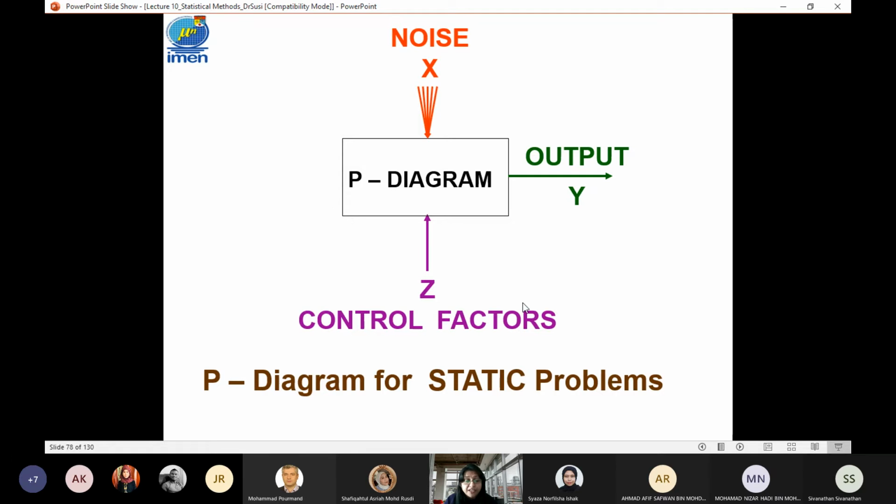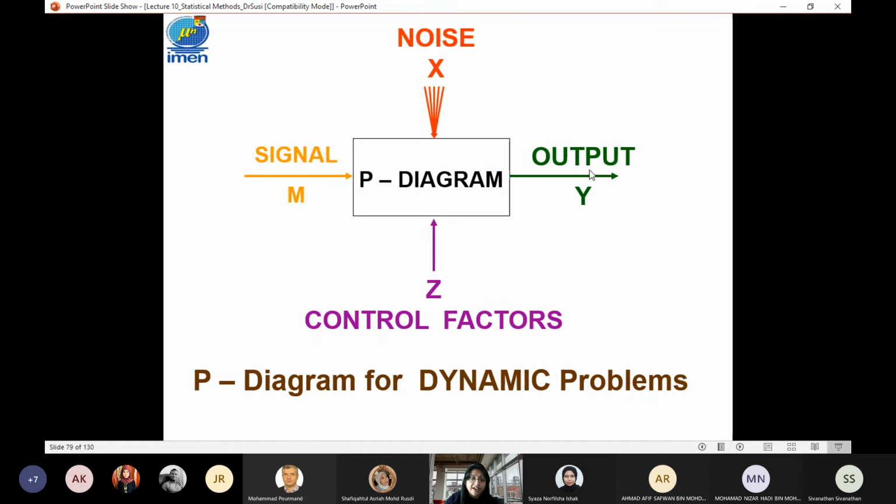Okay, so this is the P diagram for what we call static problems. In static problems, you have control factors, your input parameters, and then you have noise factors. You have temperature, humidity, and so forth. And then you look at the output. All right, for example, you want to look at the heat or the mass or the shear stress and so forth, the output.